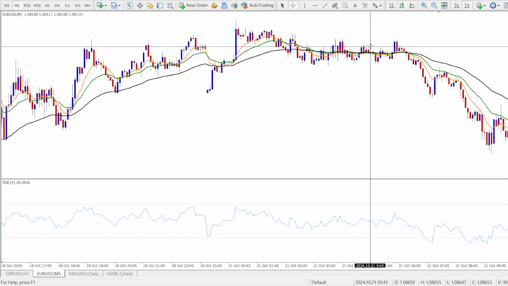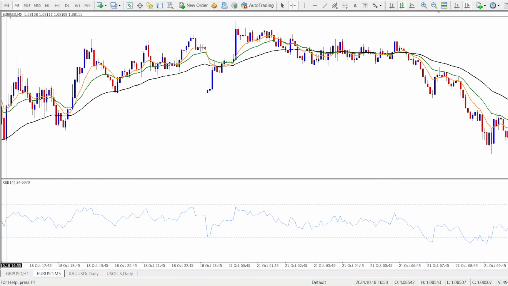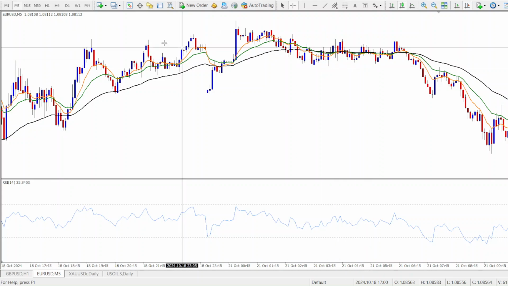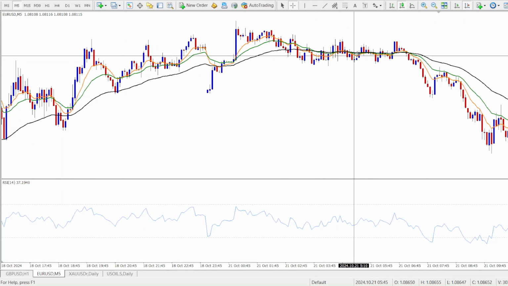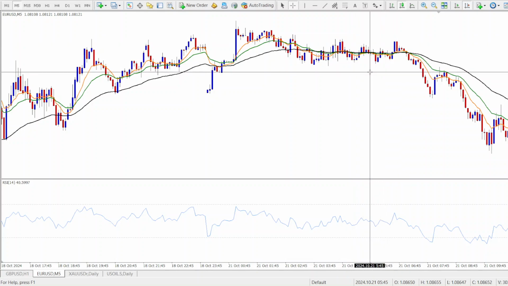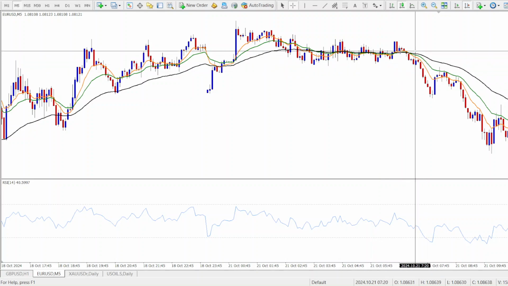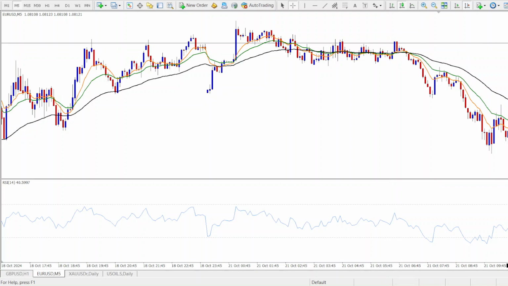Okay, and you might want to stick to pairs with low spreads. For example, you can see that we are on the Euro USD chart. It's one of the most traded pairs in the market. So you can stick to pairs that have lower spreads, especially if you are a scalper. Okay, and then monitor news releases, as scalping can be risky during major market moving events.